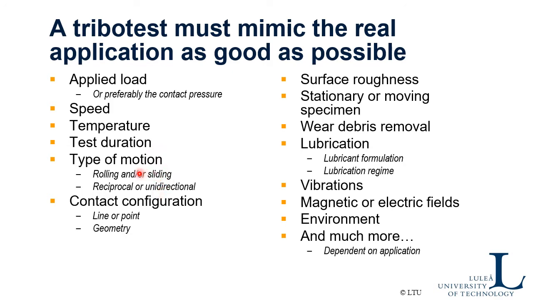You should have the type of motion in a similar way. Is it a rolling or sliding contact? Is it a reciprocating test, or is it unidirectional? Is it a point contact, line contact, or whatever geometry you have of the surfaces in contact, because that determines the contact pressure. Surface roughness must be the same as in the real application.